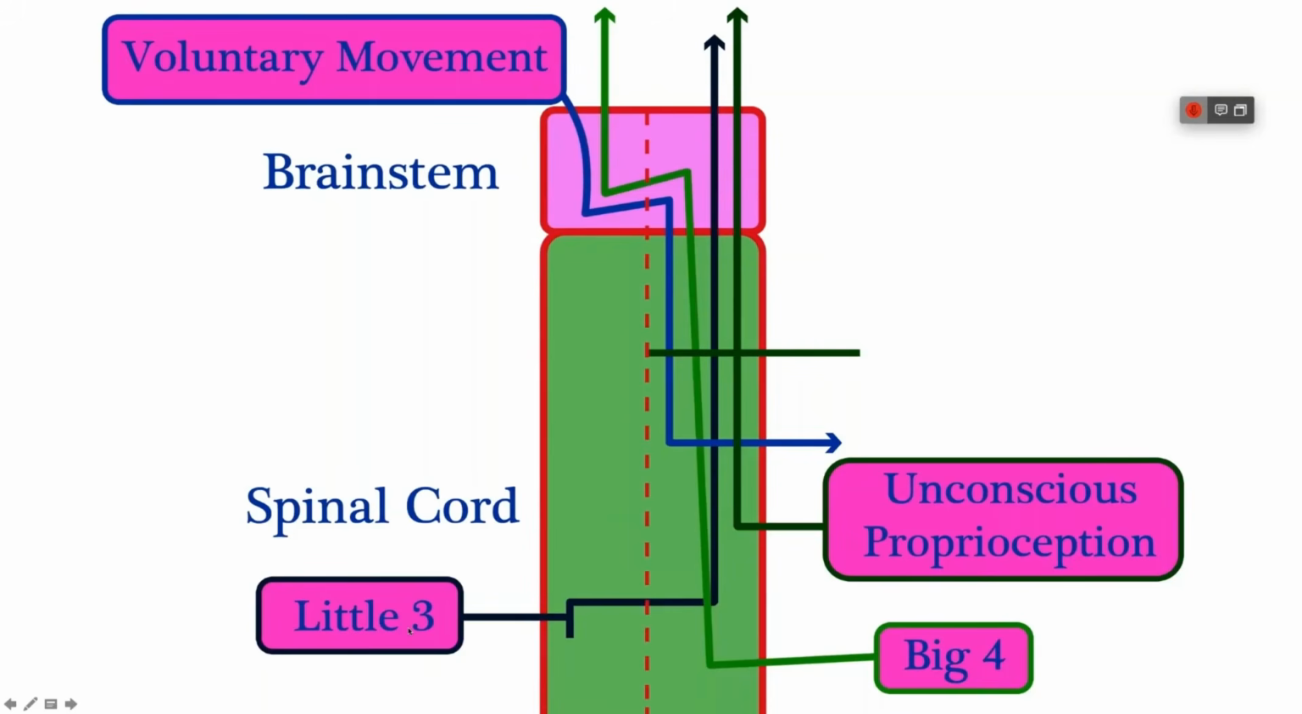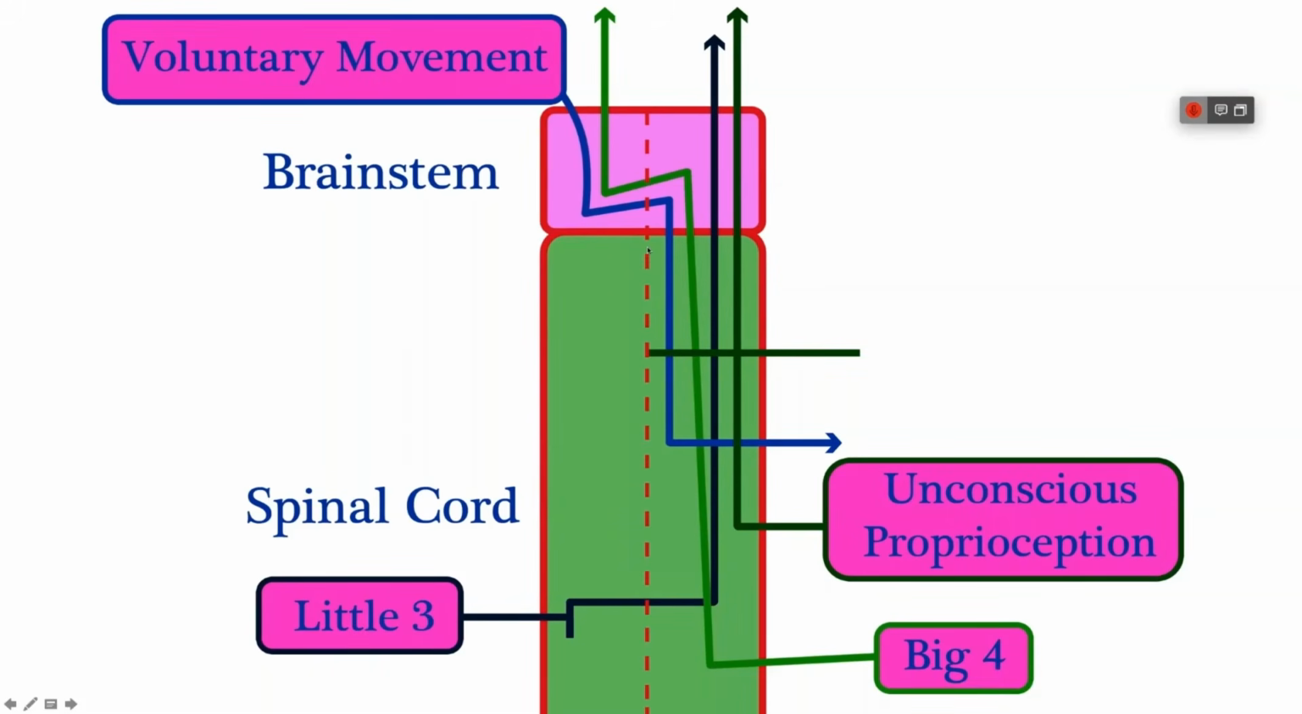For little three, it's the opposite. It's an ascending tract, and so it decussates almost immediately upon entering the spinal cord. So the right-sided information is actually now on the left side. So when I cut the left side, I'm actually cutting the right side's information. Okay, so that's big four and little three. I think the one that's most confusing is voluntary movement, and that's because it does decussate, but because it's a descending tract, the left-sided information in this case, right?